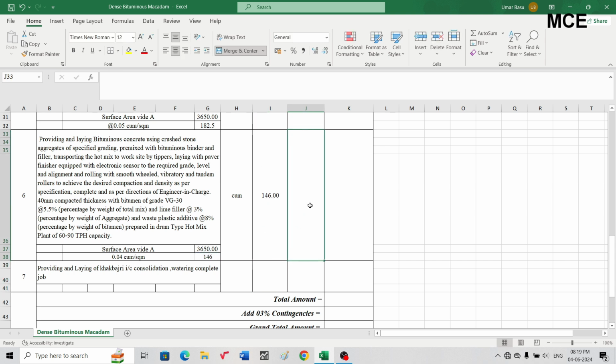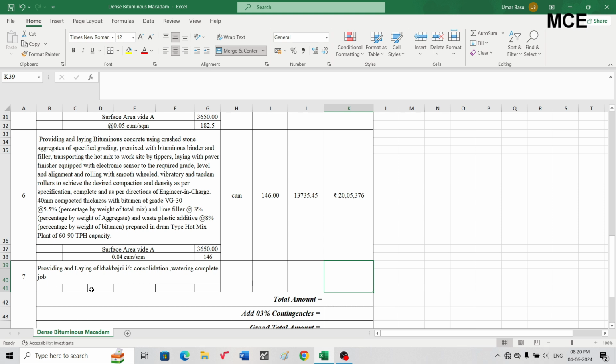And rate for this item in SOR is 13,735.45 Indian rupees per cubic meter. Amount will be quantity in cubic meters multiplied by the rate per cubic meter. So this is 20 lakhs 5,376 Indian rupees. This was for our road surface.